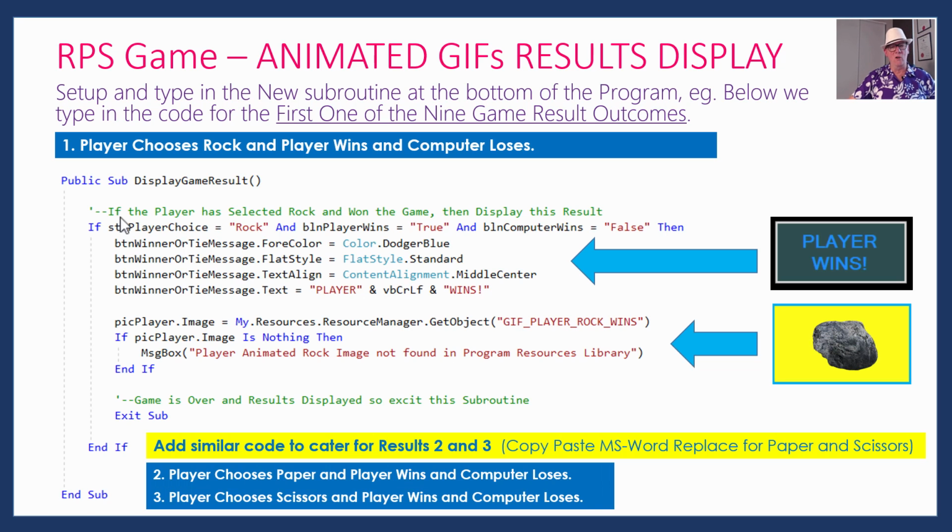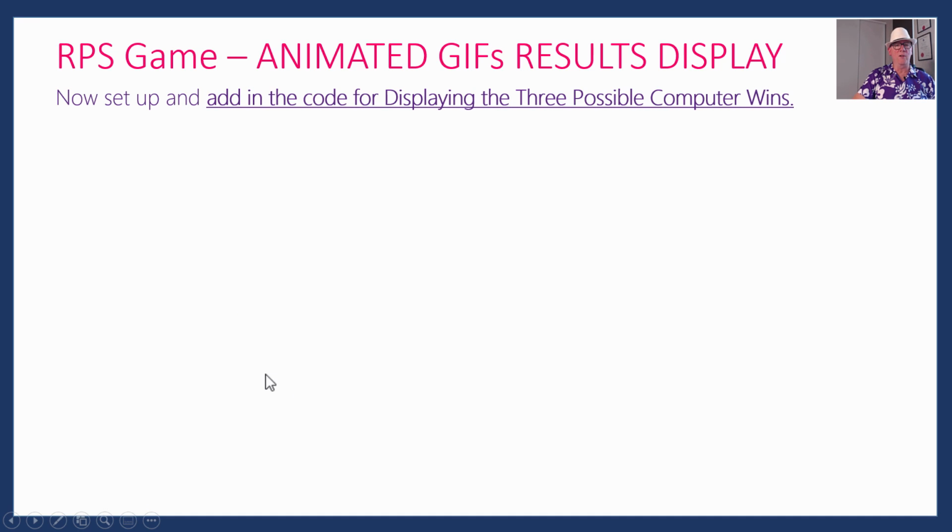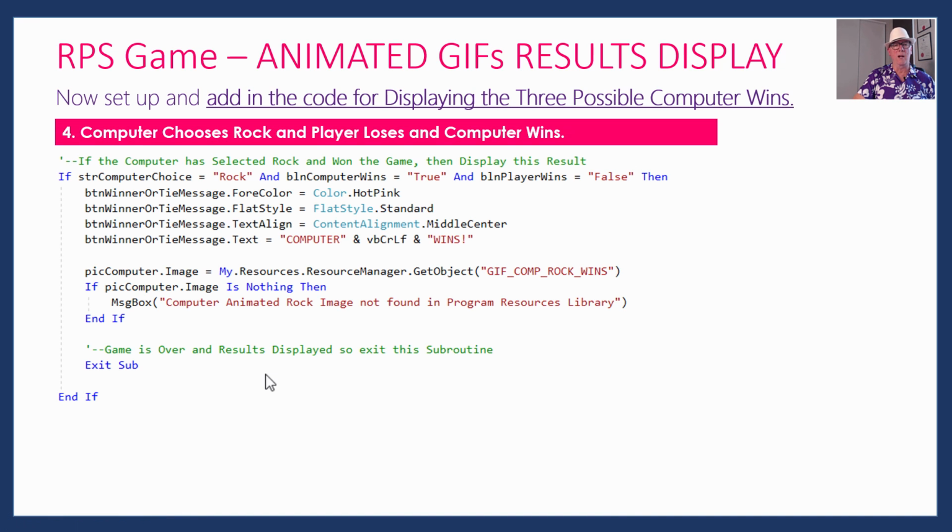All right, so the next 2 you can do yourself, and this is a copy paste in Microsoft Word. Just change rock into paper, copy it back in. That'll give you the one you need for the player winning with paper, the player winning with scissors. Copy, paste, replace, do it that way. You've got those 3 done. Then there's the ones to set up for the computer.